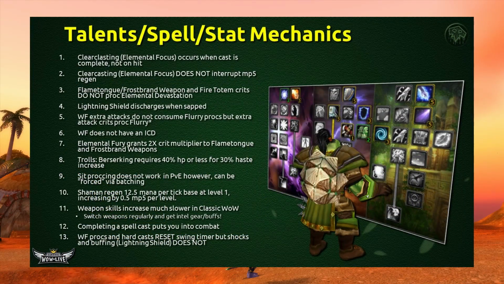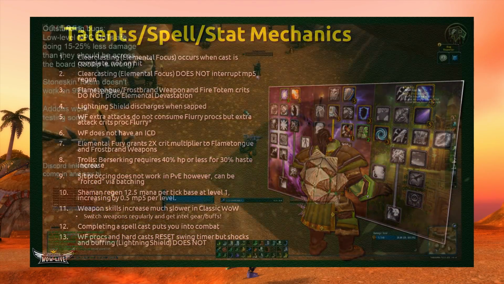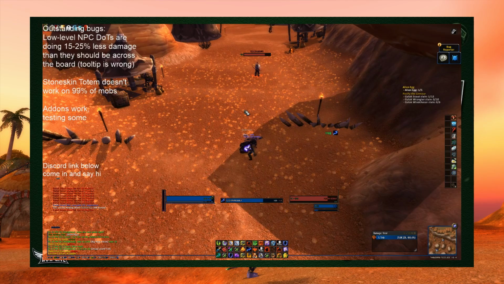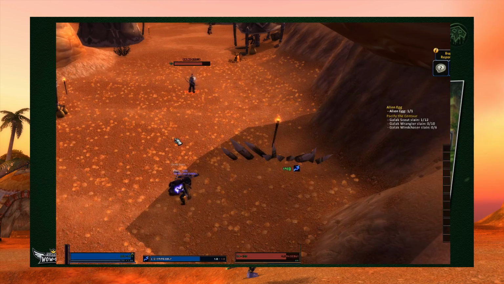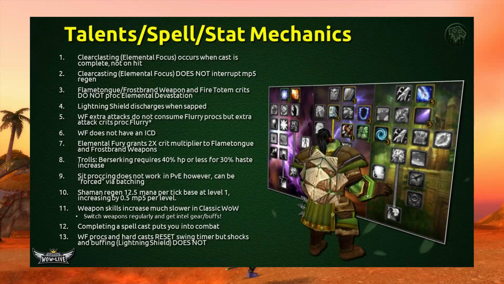Moving on to talents, spell, and stat mechanics. First one, clear casting or elemental focus occurs when the cast time is complete, not when the spell hits the target. So if you're casting Lightning Bolt, as soon as that Lightning Bolt cast is complete, you'll see the clear casting proc. This is actually better because then you can time when you want to use your Chain Lightning. So it'll be sooner, might increase DPS considering that you'll know the clear casting is procced sooner.